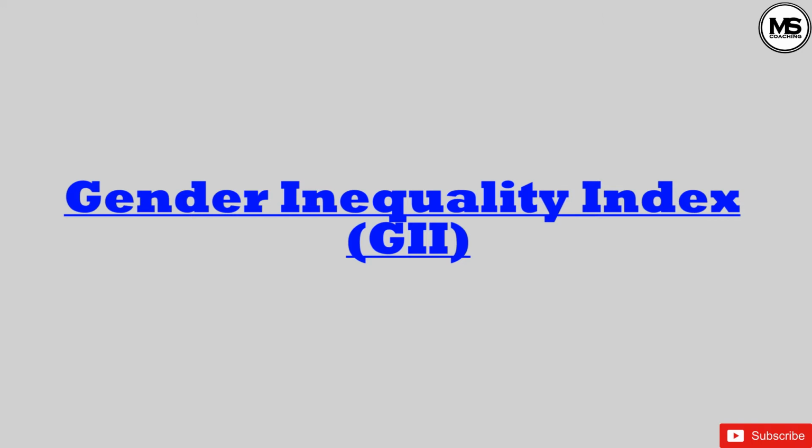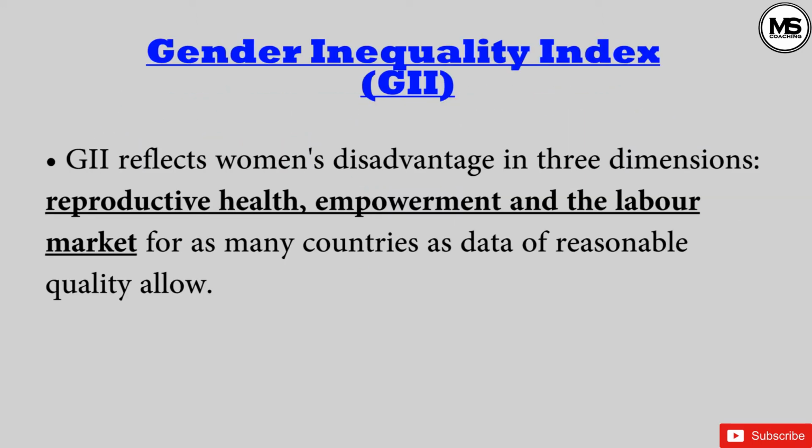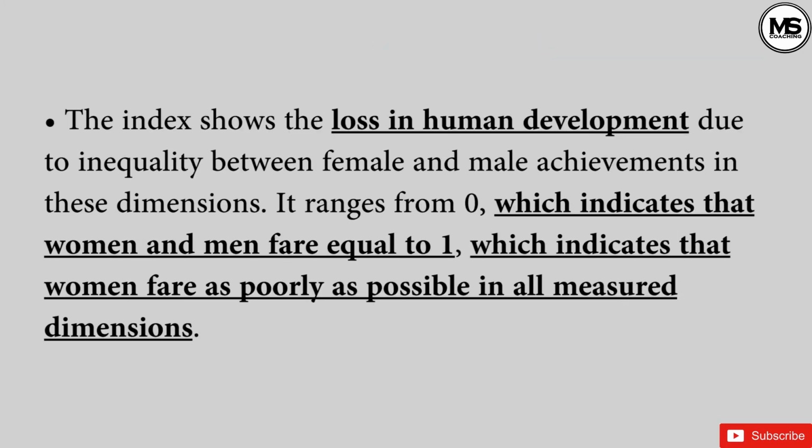Gender Inequality Index, GII. GII reflects women's disadvantage in 3 dimensions: reproductive health, empowerment and the labor market, for as many countries as data of reasonable quality allow. The index shows the loss in human development due to inequality between female and male achievements in these dimensions. It ranges from 0, which indicates that women and men fare equally, to 1, which indicates that women fare as poorly as possible in all measured dimensions.